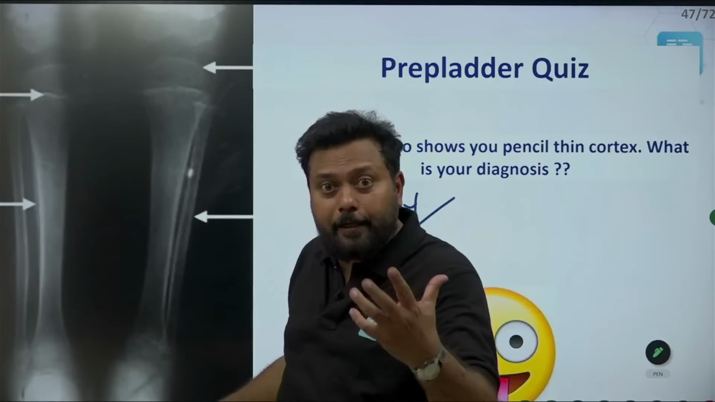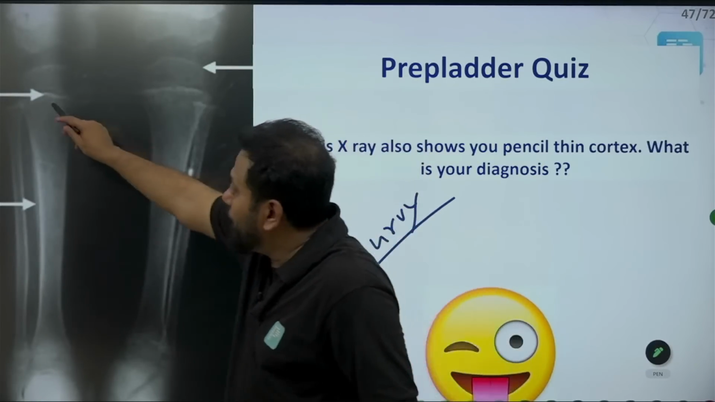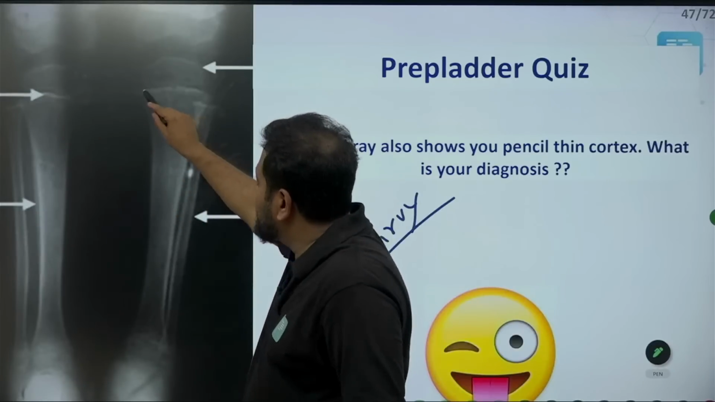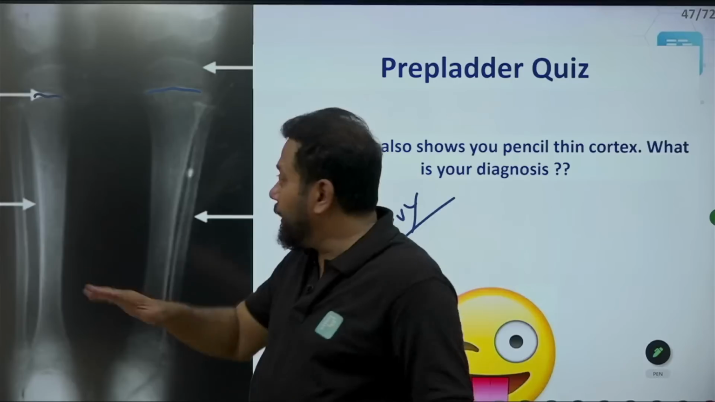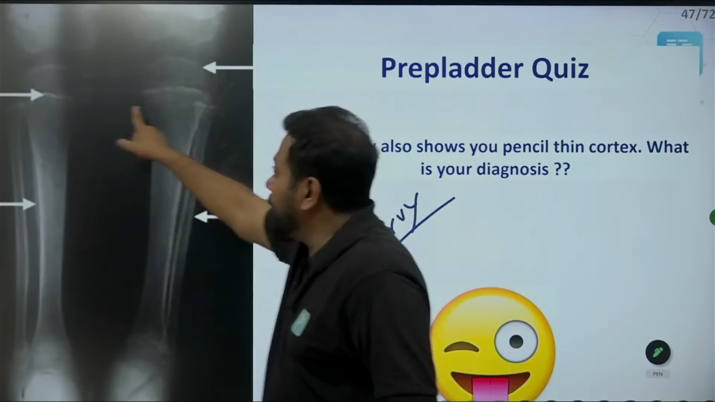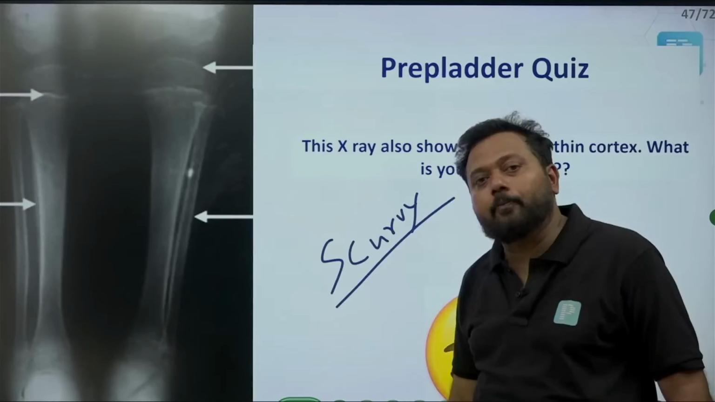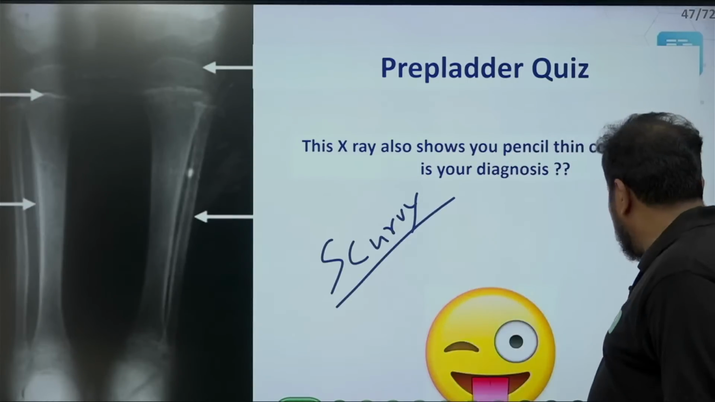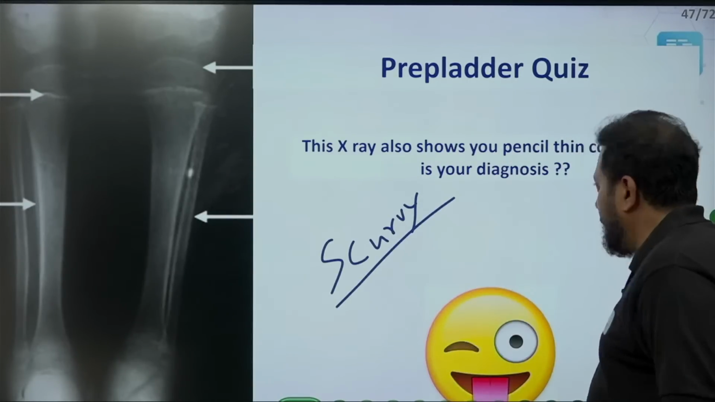I don't know whether it's clear in your camera. Just zoom and see. White line here. I will draw it and I will rub it. Just watch it again, you will understand. This white line is called the white line of Frankel. The diagnosis is scurvy, vitamin C deficiency. All these things are expected. In INI-CET, you see, it will come.